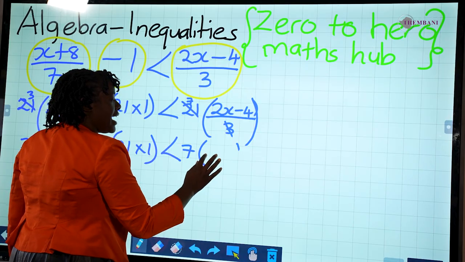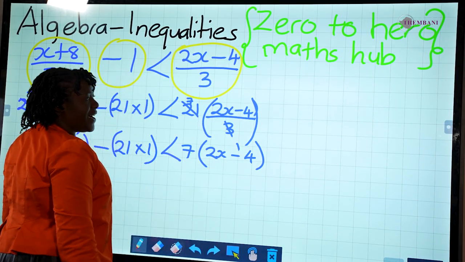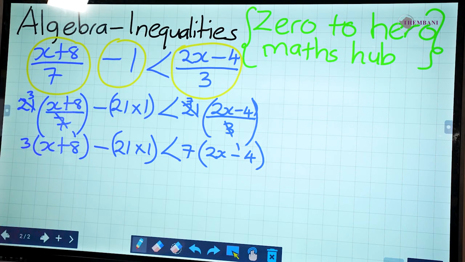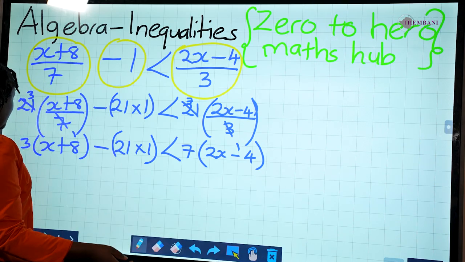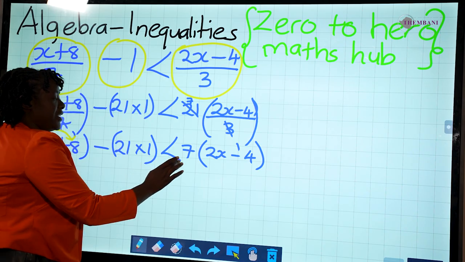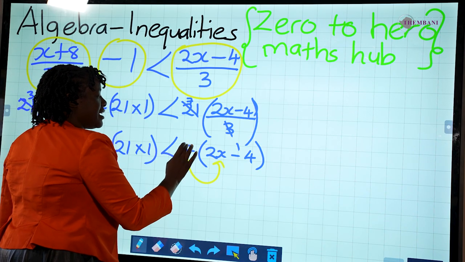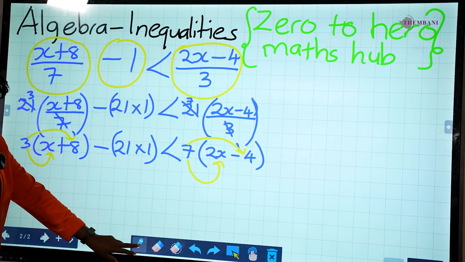And in our bracket, I'm left with 2x minus 4, because if I divide anything with 1, I'm going to get that anything. So I'm now removing the brackets. What is inside the bracket is being multiplied by what is outside the bracket. So this 3 is going to multiply this x, at the same time is going to multiply this 8. And this 7 is going to multiply this 2x, at the same time is also going to multiply this negative 4.